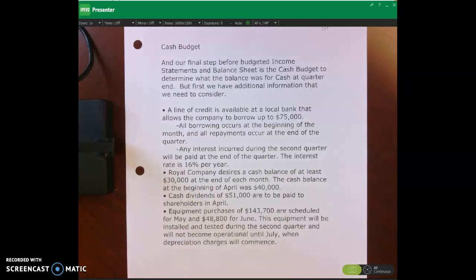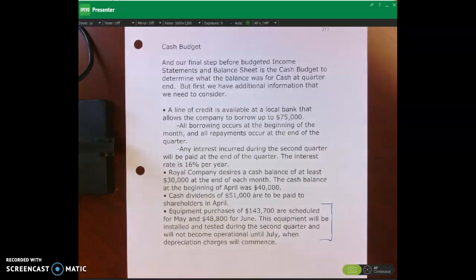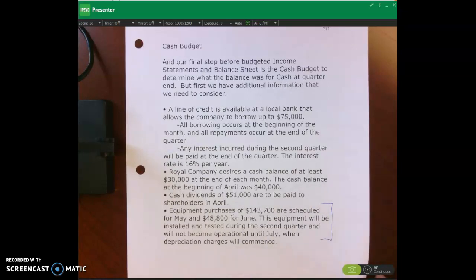Royal Company wants to have a cash balance of at least $30,000 at the end of each month. The cash balance at the beginning of April was $40,000. We have cash dividends that we pay. We want to pay $51,000. Those can be paid to shareholders in April. And then this was some of the capital acquisitions budget that we discussed in the prior lecture video. We will have one equipment purchase of $143,700 in May, and then one for $48,800 in June. They will be installed and tested during the second quarter, but won't become operational until July, which is the third quarter, and that's when depreciation charges will start.